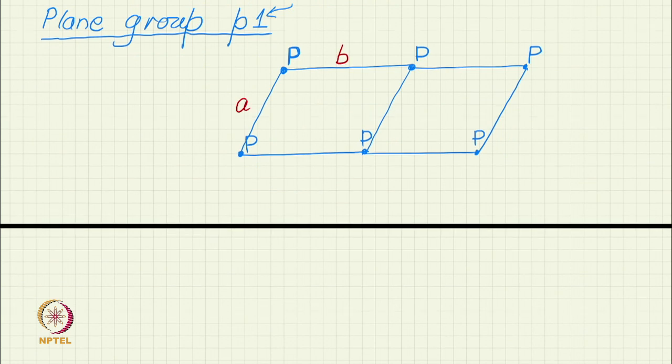The way I am drawing is also the convention in the International Tables: the origin is always taken on the top left, the axis A is allowed to go down from there, and axis B is taken to be horizontally going to the right. These are the drawing conventions. Of course, whichever way you draw, you will get a two dimensional lattice. I could have taken my A this way and B this way, or A that way and B that way.